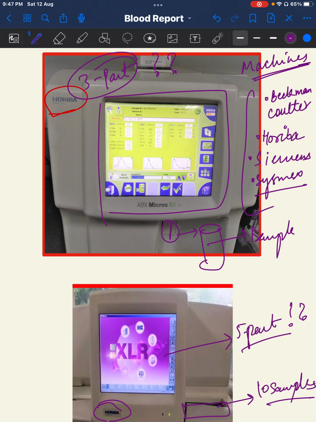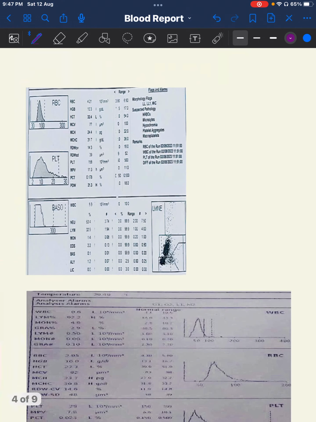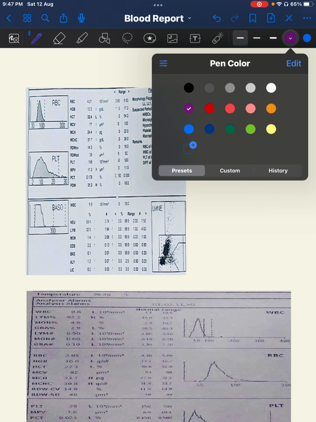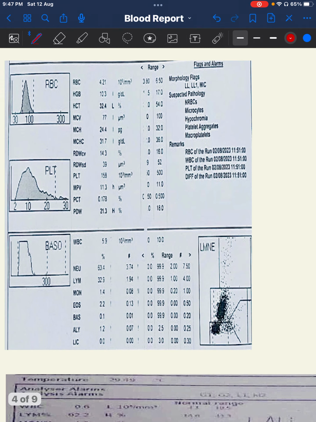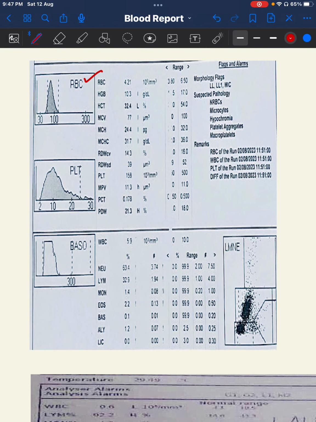So this is how a five-part machine will look, right? Obviously they have a different design depending upon the different companies, but it was just a basic example. Now, there are two reports which are generated through this machine. One is from one machine and another is from a different machine. The thing I was talking about, three part and five part, what does it mean? I'll be explaining it here. Firstly, just look at this one report. So here you have got an RBC graph, then a platelet graph, and a graph in the WBC chamber. So it is divided, says WBC, and it has an LMNE graph and a basophil graph, right?